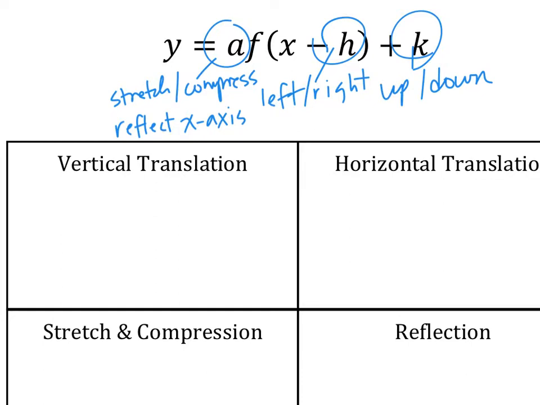Vertical translation means we are going up and down. So that is k. When k is greater than 0, we're going to go up. When k is less than 0, we're going to go down.